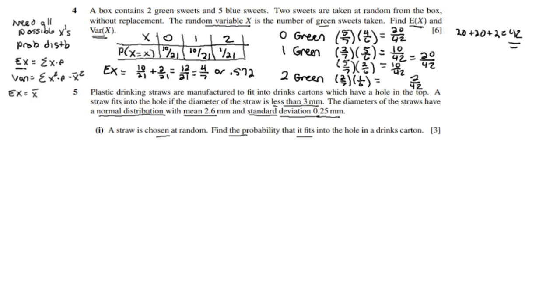Alright, so I'm just trying to find the probability. And it's a normal distribution. So let's go ahead and put our information together. We got a mean of 2.6. The variance is going to be 0.25 squared. And they want us to find the probability that x, the diameter, is less than 3.